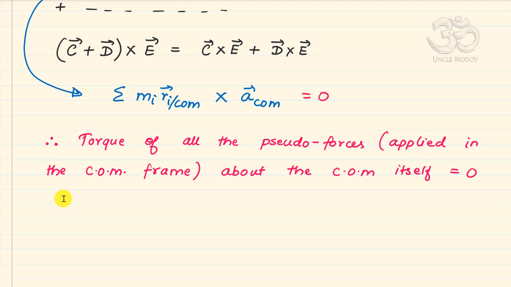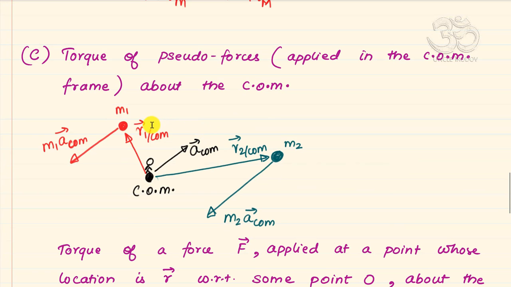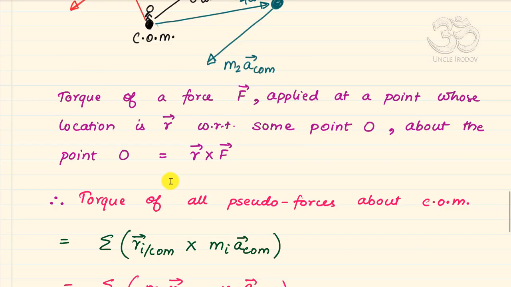is 0, which means they will not trouble you if you are trying to conserve angular momentum about the center of mass. Then the only forces which may try to trouble you will be external forces acting on the masses. So not very helpful in this chapter, but because we are doing it here for the center of mass frame, let us do this also for the sake of completeness.